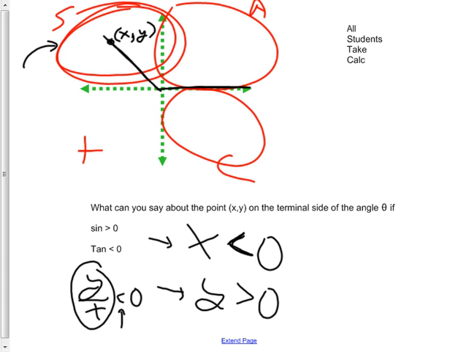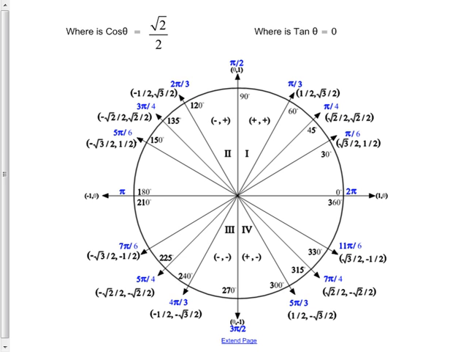All right, moving on. Where is cosine equal to the square root of 2 over 2? Cosine is the x, right? Do you get that that's a spot? And do you get how it would be really easy to forget about that spot right there? Because that's also another spot where cosine is root 2 over 2.